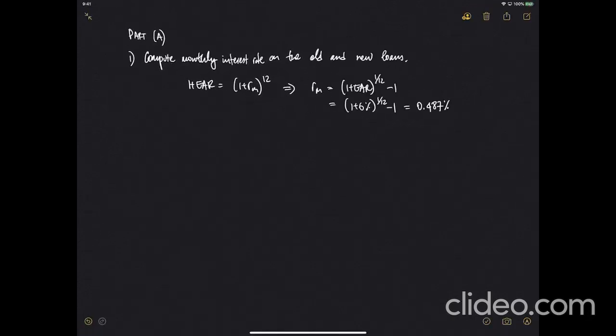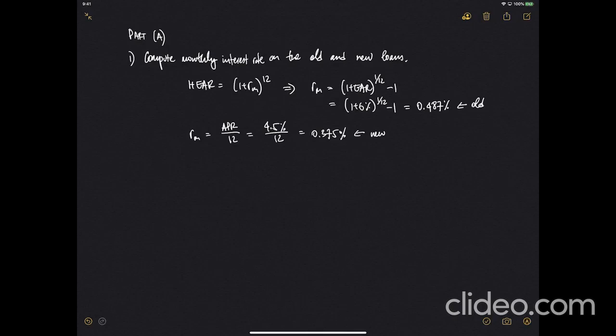To find the monthly interest rate on the new loan, note that the new loan is quoted to us as annual percentage rate, monthly compounded. So therefore, for us to find the monthly rate, all we have to do is take this monthly compounded APR and divide it by 12, which is 4.5% divided by 12. This would be 0.375%. So this is the monthly interest on the new loan, and up here was the monthly interest rate that we're paying on the old loan.